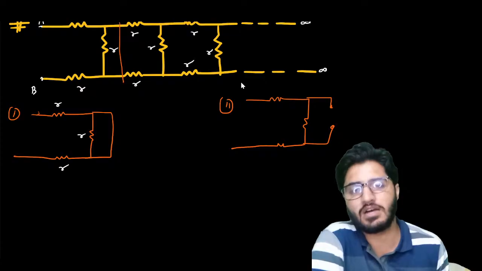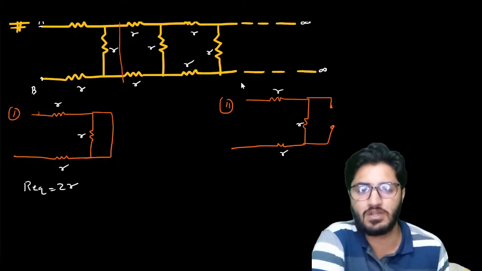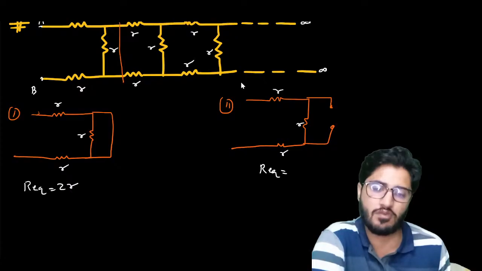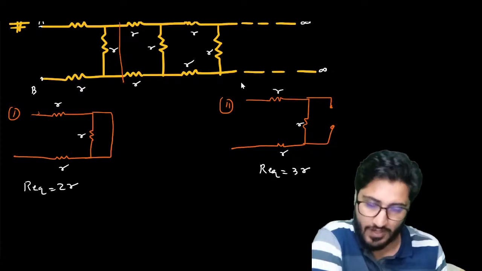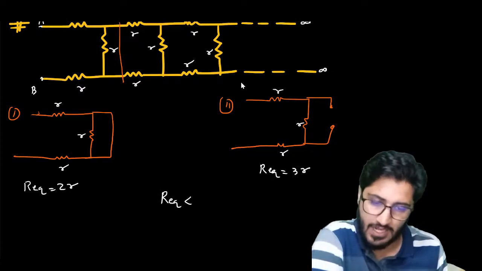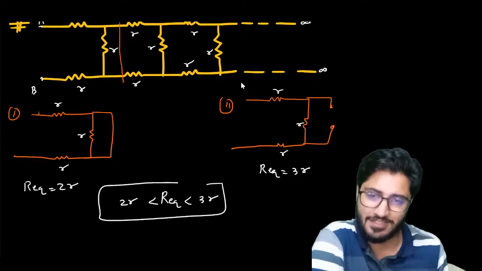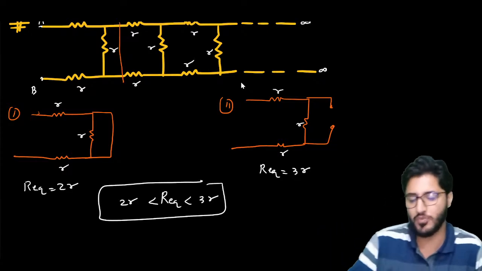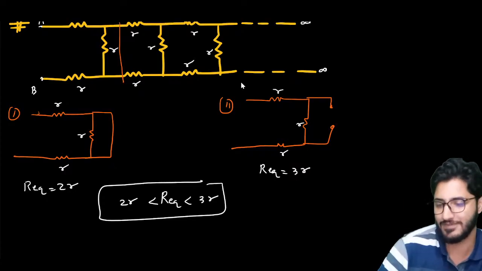R, R, R, R, R, R. So the R equivalent of this one would be R plus R is 2R. R equivalent of this one would be 3R. Done? So what will be my R equivalent? Less than 3R, more than 2R. This is my answer. So in your options, you will be having 4 options. So one will be the correct one.